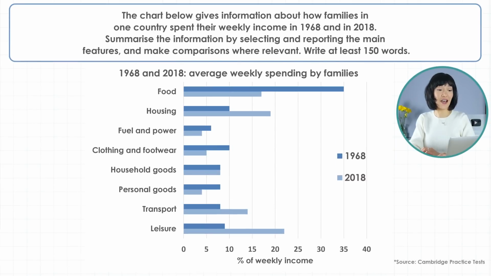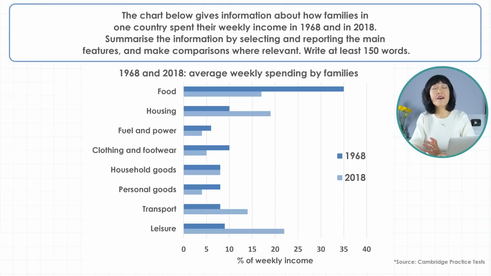Starting with the task, I've selected quite a tricky bar chart from Cambridge practice tests. The chart below gives information about how families in one country spent their weekly income in 1968 and in 2018. Summarize the information by selecting and reporting the main features and make comparisons where relevant.